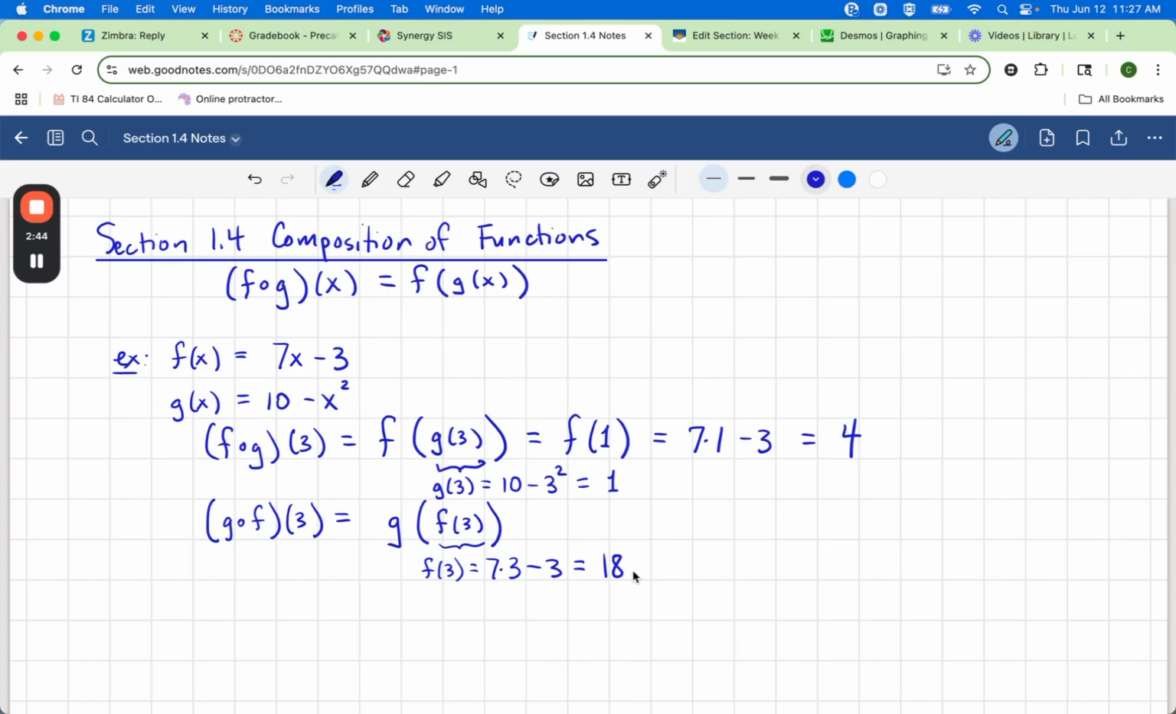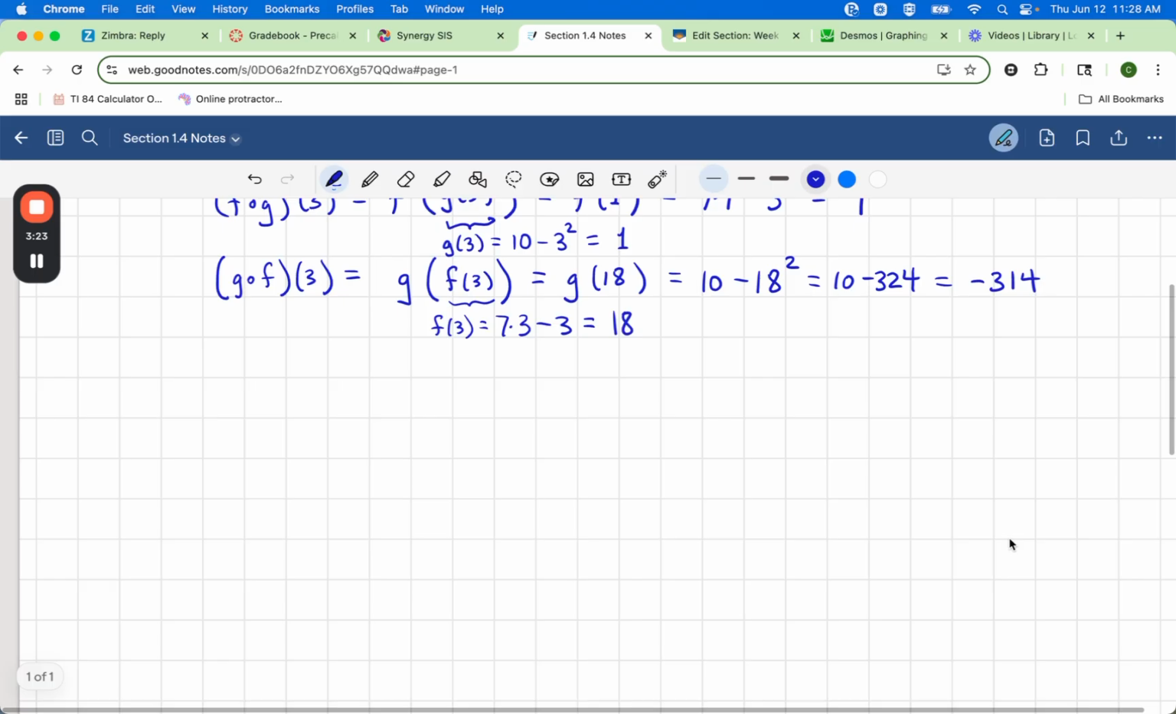So g of f of 3 means g of 18. So g of 18 is just 10 minus 18 squared. So that's 10 minus 324, which is negative 314. So, whereas adding numbers doesn't matter the order you add them in, right? x plus y equals y plus x. That's called commutative. Addition is commutative, but composition of functions is not. So f∘g and g∘f don't necessarily equal.